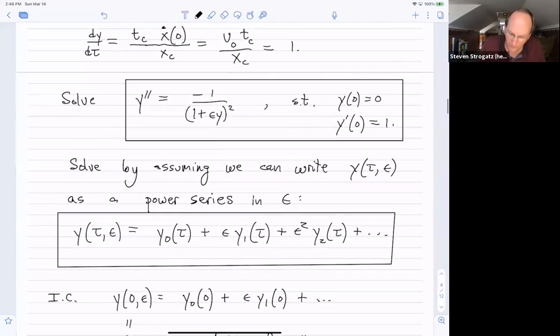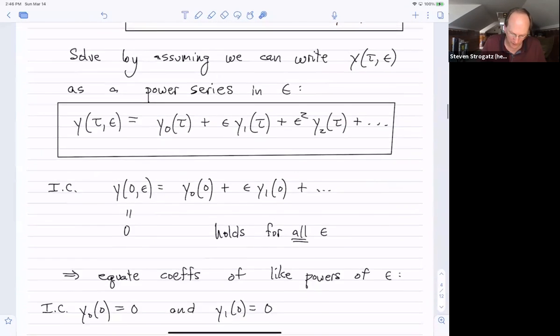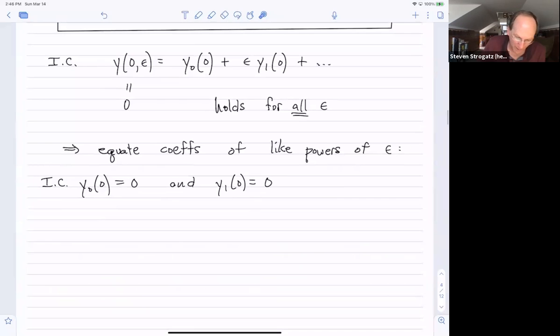Remember, we had this, y prime at 0 was 1. That's going to be a little more substantive. So not much, but a little more. So y prime at 0 equals 1. That would correspond to y0 prime plus epsilon y1 prime, all evaluated at 0.